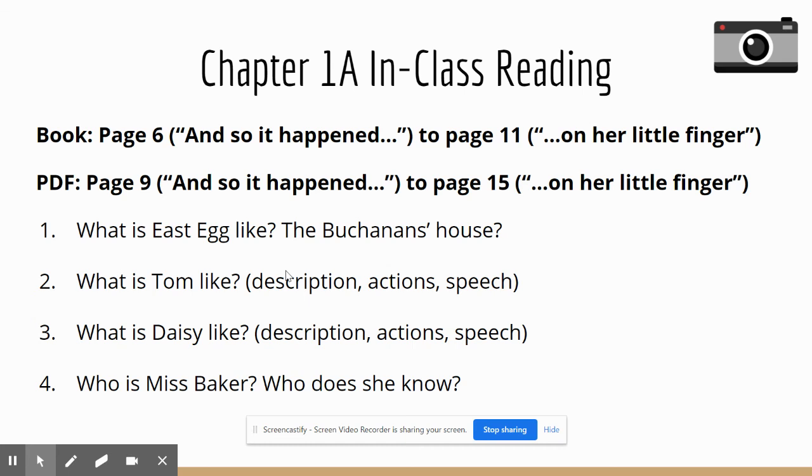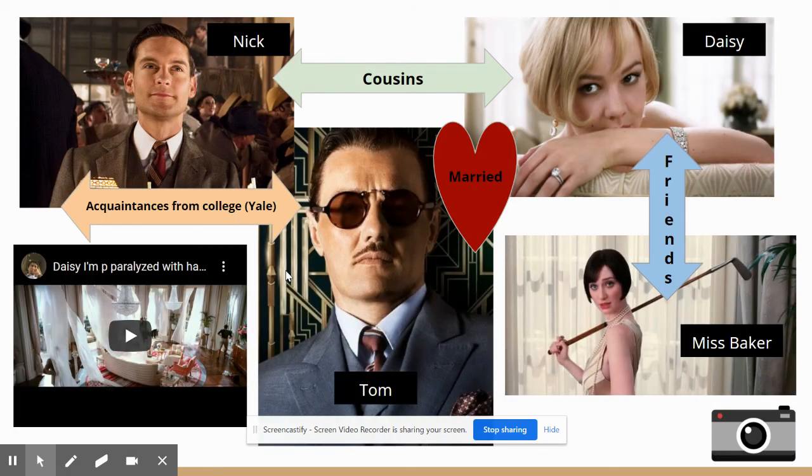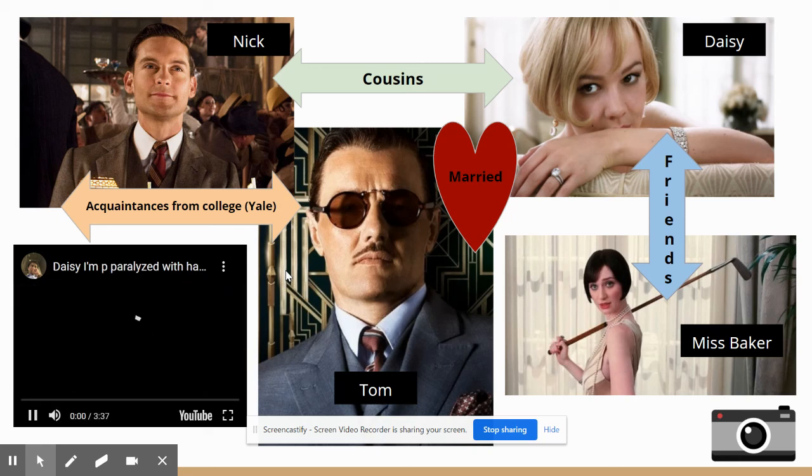I'll put these slides in Google Classroom for you to answer as well. You should have the answers to these questions at the beginning of class on Friday. And we'll go over these images in class on Friday as well.